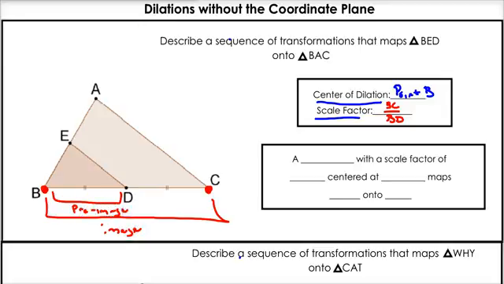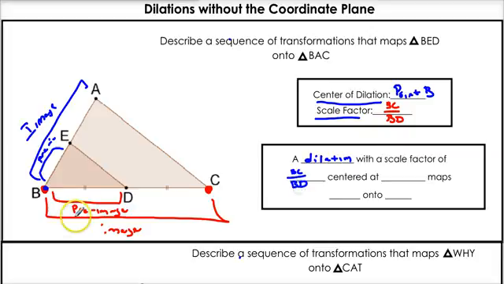Now it doesn't matter which side you pick. You could have also done it this way, BA over BE, that is our image, and that is our pre-image, as long as you're using the image over the pre-image. So now that I got my information here, I just plug it into my sentence, right? This is a dilation with the scale factor of BC over BD, centered at point B, maps triangle BED onto triangle BAC.